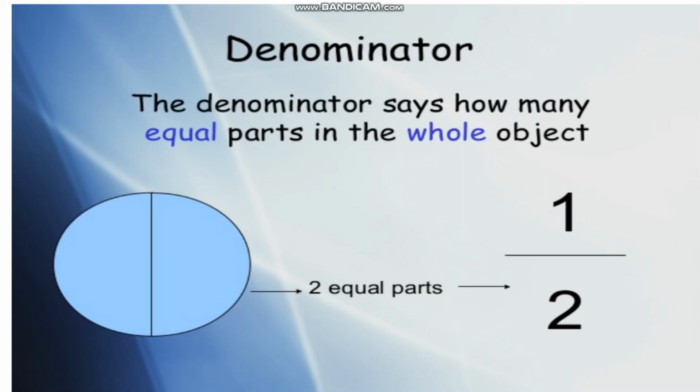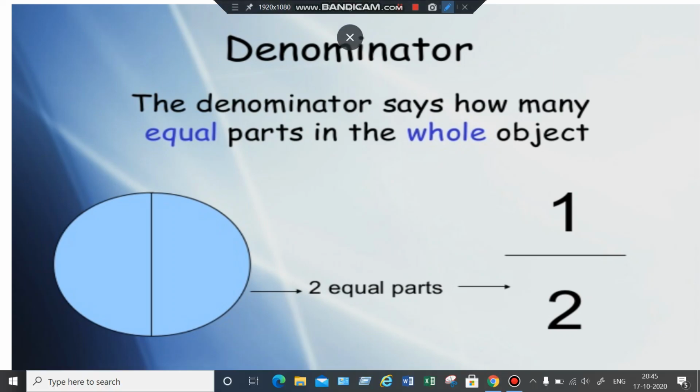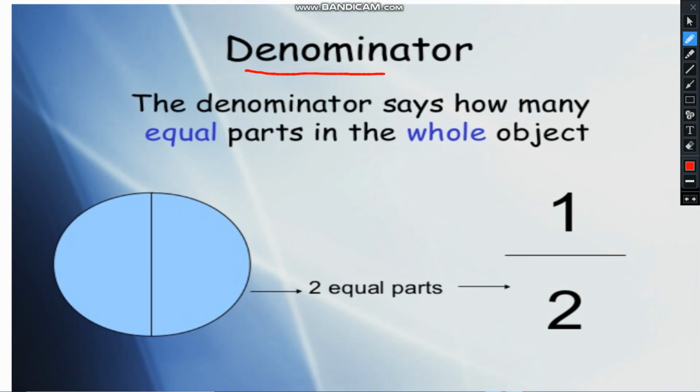Now let us explain with this example here. First we'll go ahead and talk about the denominator. Now see children, denominator, as I said, is in the bottom. This is your denominator. Now denominator says how many equal parts in the whole object.